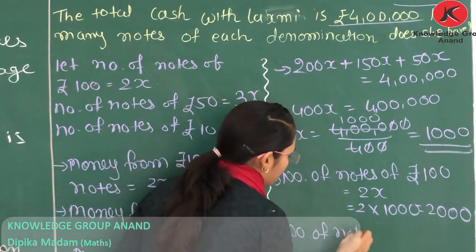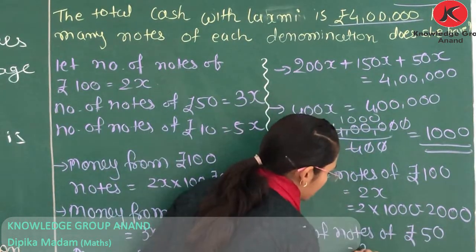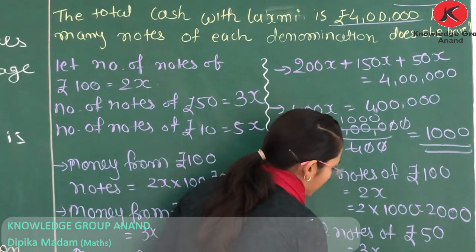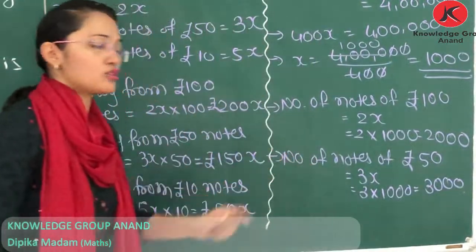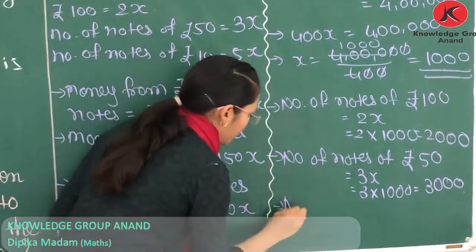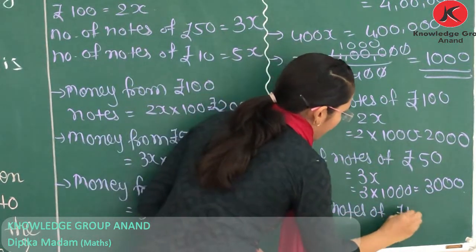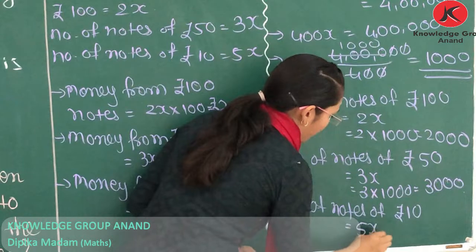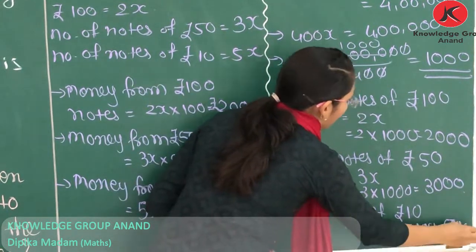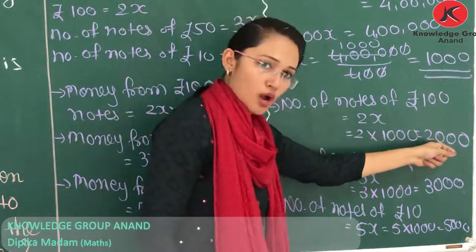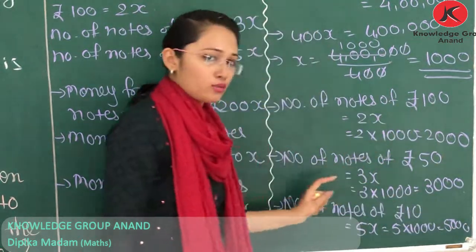Number of notes of rupees 50, that is 3x. 3 multiplied by 1000, 3000. How many notes of 50 will there be? 3000. And number of notes of rupees 10, that is 5x. 5 into 1000, 5000. Means 100 rupee notes are 2000, 50 rupee notes are 3000 and 10 rupee notes are 5000. Okay.